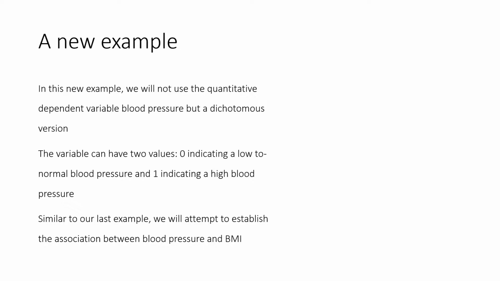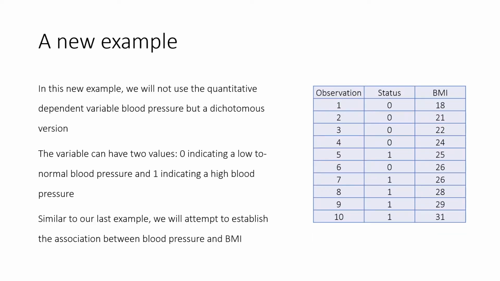Similar to our last example, we will try to establish a relationship between the association of blood pressure and BMI. But in this case, blood pressure is not quantitative anymore, but a dichotomized variable. And here we have our data. Once again, there are very few data points, a little more than last time. But what we can see is that we have 10 observations, each with a status, so indicating whether somebody has a low to normal or a high blood pressure, either indicated by a 0 or 1. And on the very right-hand side, we have the respective BMIs of each of these observations. So we can see the first observation has a BMI of 18, second one 21, etc., etc.